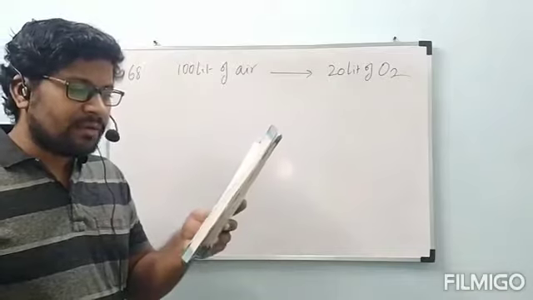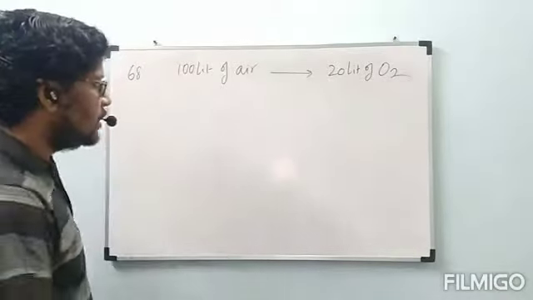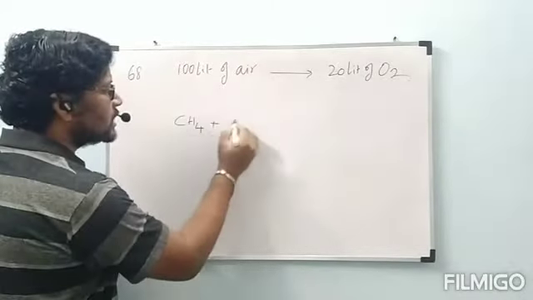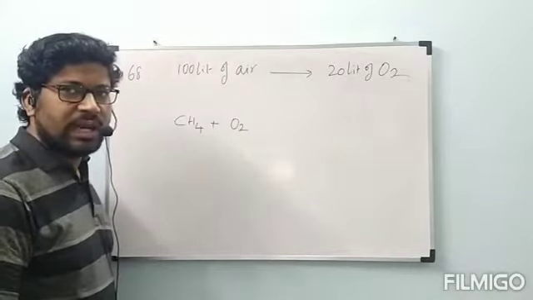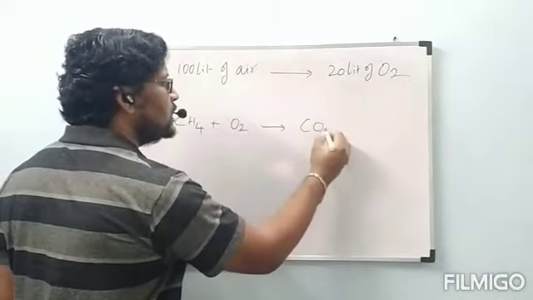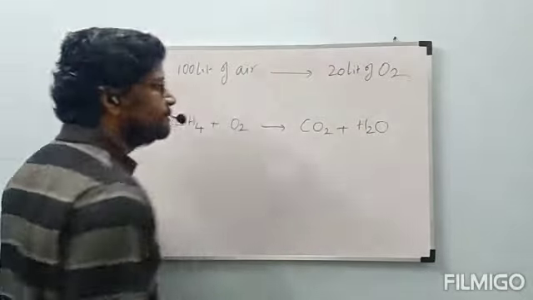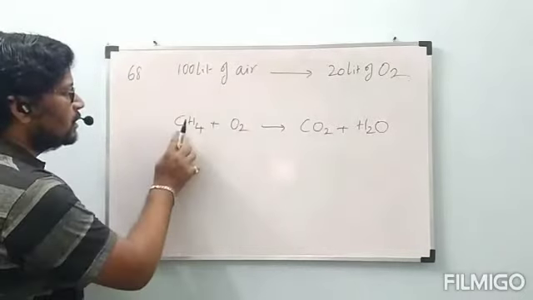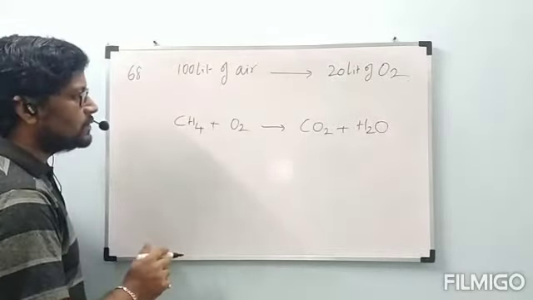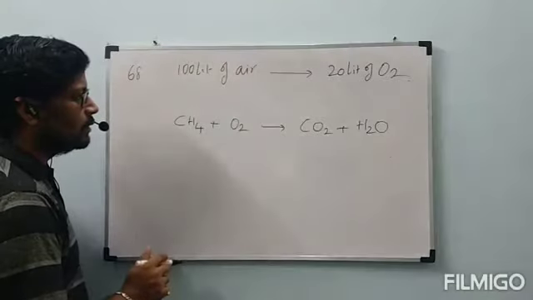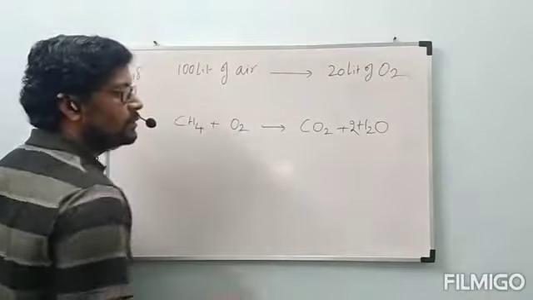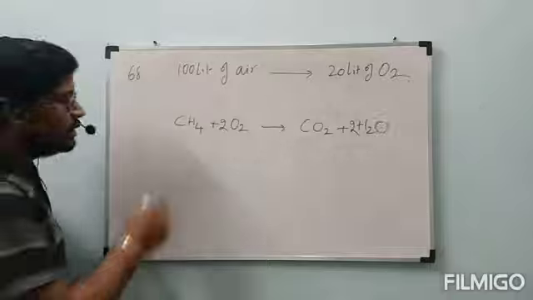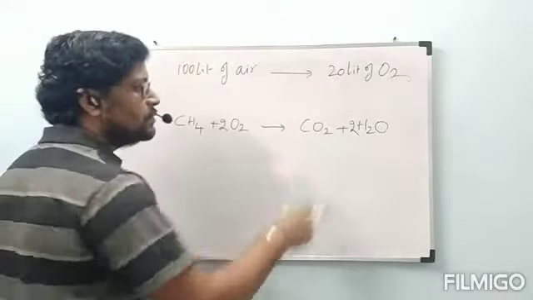The volume of air required for the complete combustion of 1 liter of methane. Now we have to write the reaction. CH4 undergoes combustion. CH4 reacts with O2 to form CO2 plus H2O. Now we have to balance this equation. 4 hydrogens we have, so if you multiply with 2 here, then here it will be 2O2. Now it is balanced. CH4 plus 2O2 gives CO2 plus 2H2O.